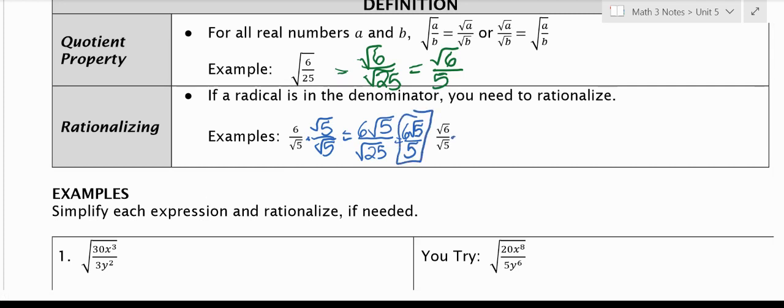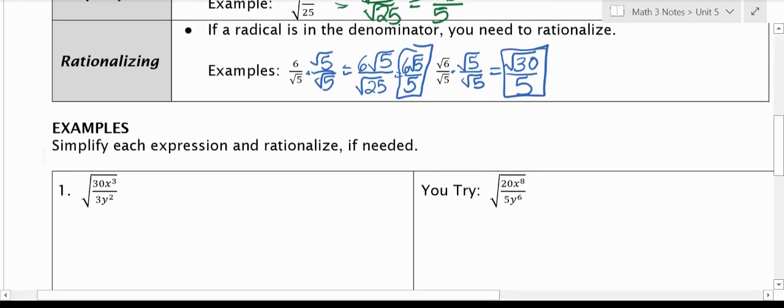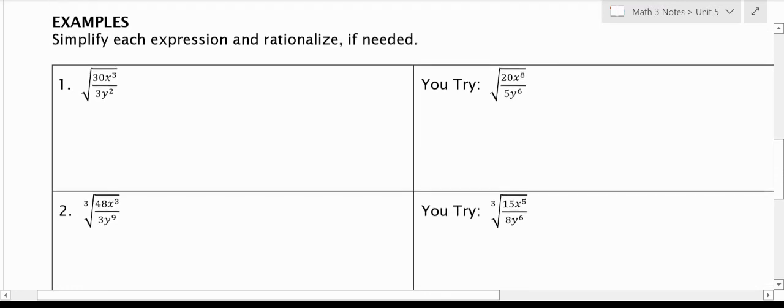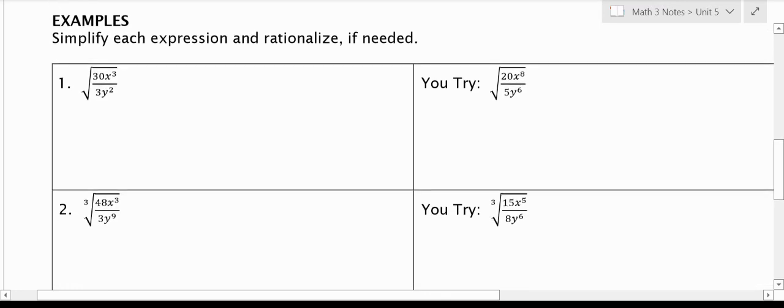Same thing if I had a radical over a radical. I'd have to rationalize and get radical 30 over radical 25, which is radical 30 over 5. So those are two skills that we remember from Math 2. What we're going to start to see is when we have to use those properties for square roots, but also for cube roots, which we started learning about.